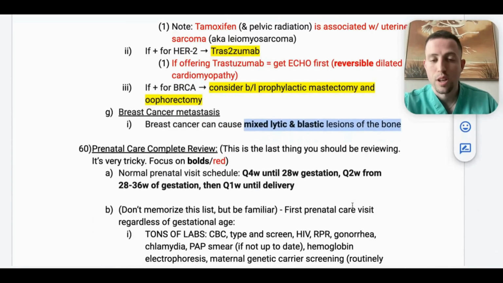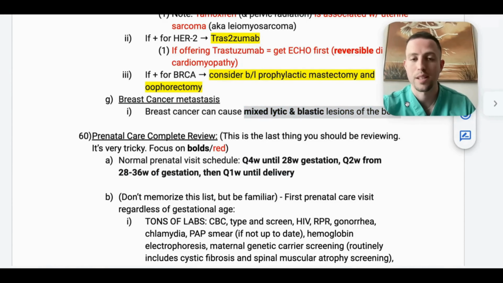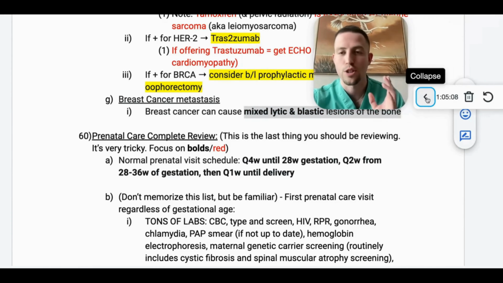All right, so before we dive in, this is going to be one of the tougher sections here. It's going to be the prenatal care complete review. This is one of the last things that you should review for your OBGYN rotation. It's very tricky, and I want you to focus on what I have bolded and in red in this section. So take a moment, pause the video, and we're going to come right back and jump into this section.